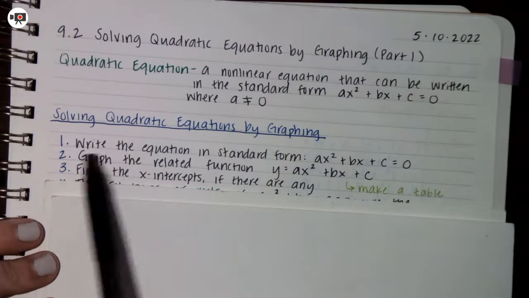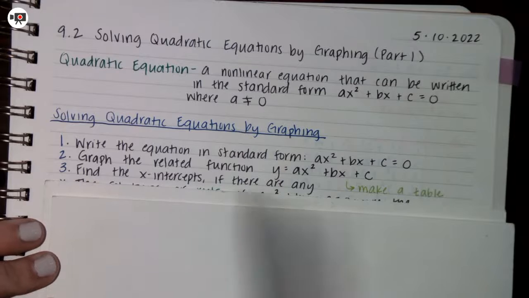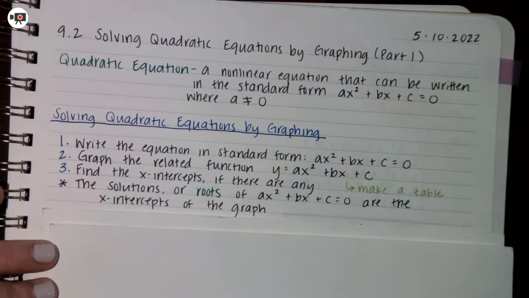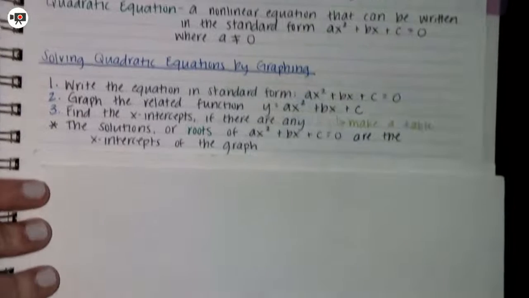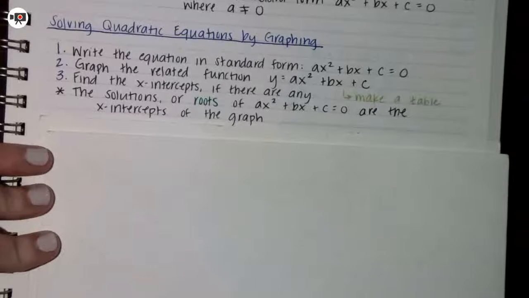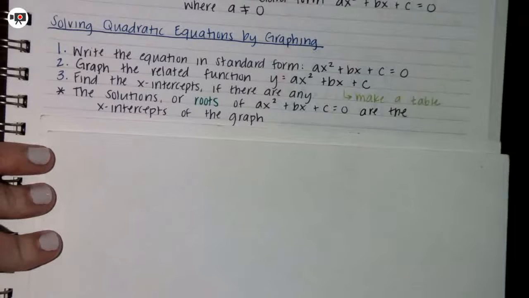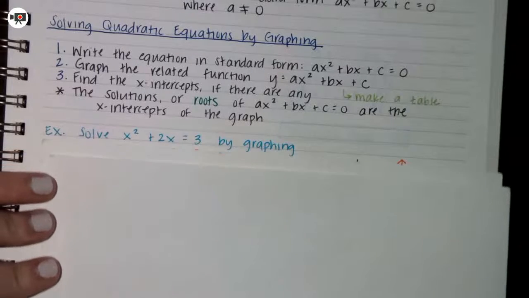To find the solutions, we are going to find the x-intercepts if there are any. Those solutions, also called roots, are the x-intercepts of the graph. An x-intercept, to remind you, is where the graph crosses the x-axis. So we're looking at what are those points. If it crosses the x-axis, y is 0, so we're really only worried about what is x.